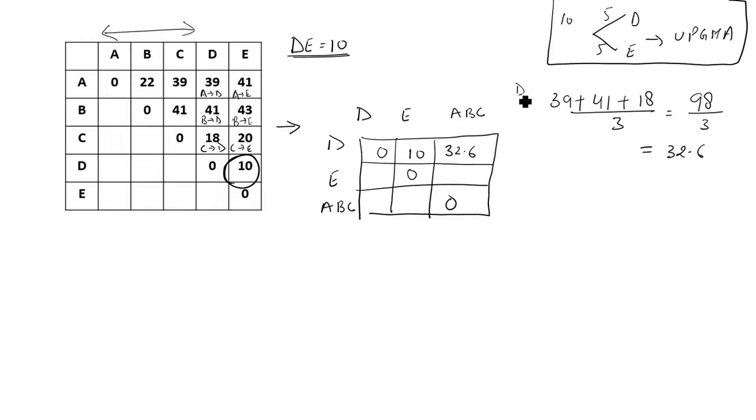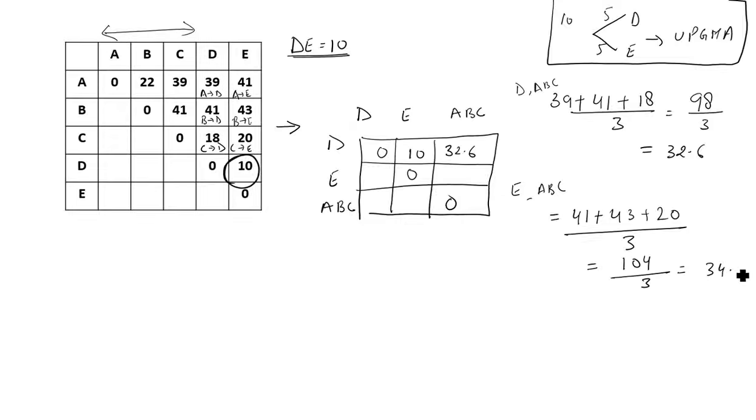So this was D to ABC. Same way I am calculating E to ABC. These values will be AE is 41, BE is 43, and CE is 20, divided by 3. So this is 84 and this is 20, 104. So 104 divided by 3 will be 34.66. So let's keep it 34.6.